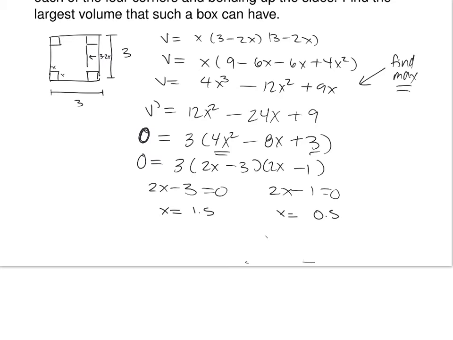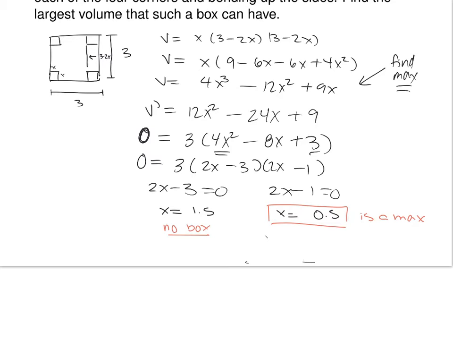One of those answers makes no sense. Which one? 1.5. If you do this, you'll have no box. If you cut 1.5 out of each corner and you only had 3 feet, you've cut the cardboard into 4 pieces and you can't fold anymore. Makes my job easier. So no 1.5. So how could you verify that this is a max? What do you want to use?